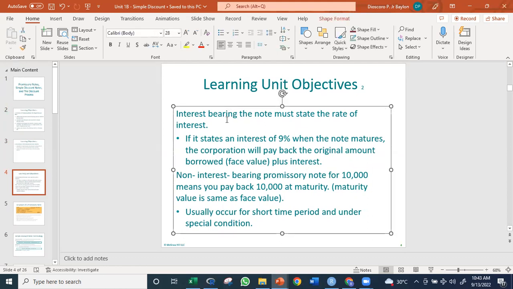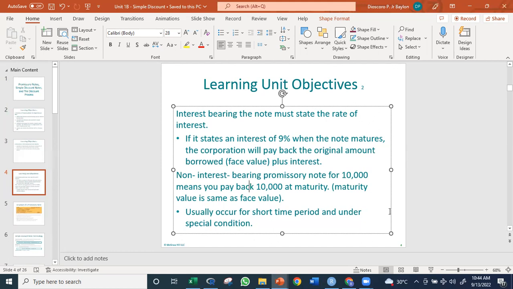When you're dealing with interest-bearing notes, it has to state the rate of interest. If it states an interest of 9%, when the note matures the corporation will pay back the original amount borrowed plus the interest. Of course, we know this. When we borrow, we receive the amount, which is called the principal, and then when maturity comes, we pay back the principal plus the interest. On the other hand, this is for interest-bearing. For non-interest-bearing, it means no interest.